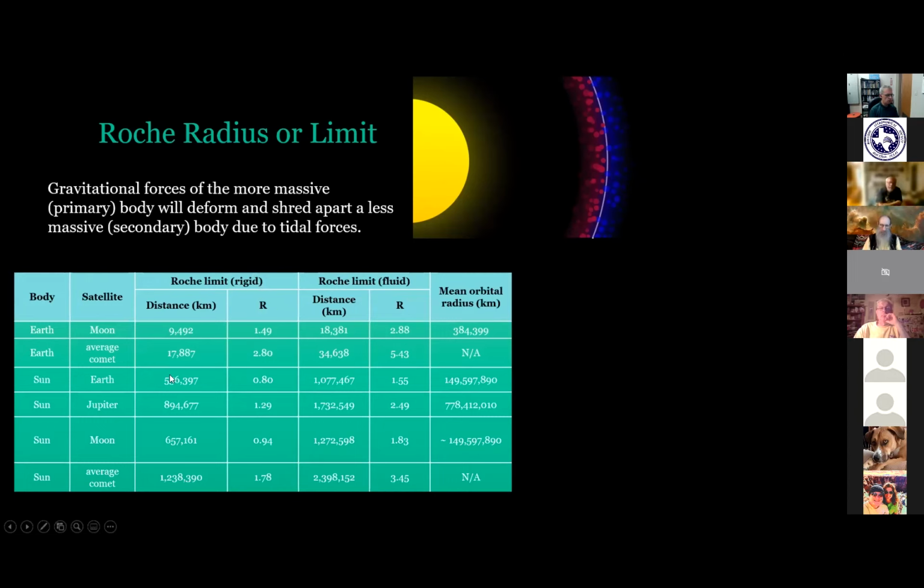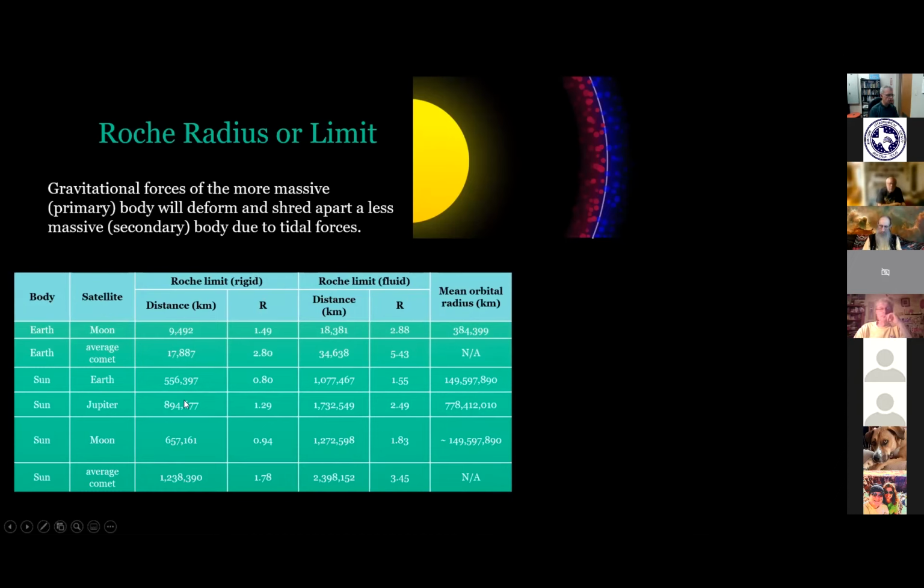So if you get too close to a body, then of course, we can compare this for the moon, the Earth, Jupiter, and an average comet. If any of these bodies get too close to the Earth or to the sun, then in the case of a comet, if it's rigid and it gets closer than this distance, it's going to be torn apart. If the moon got any closer than 492 kilometers, it's going to get torn apart and form a ring of debris.